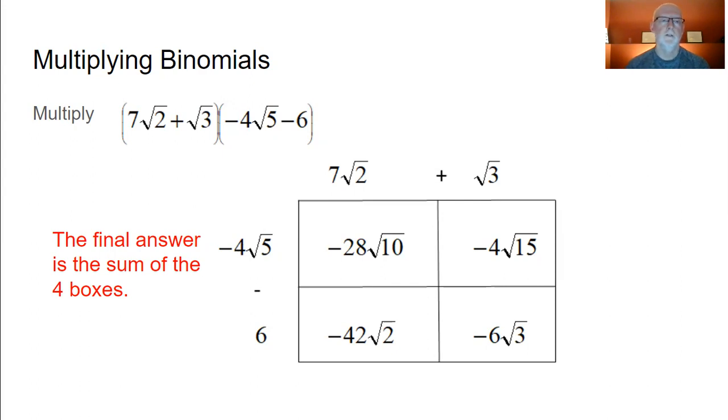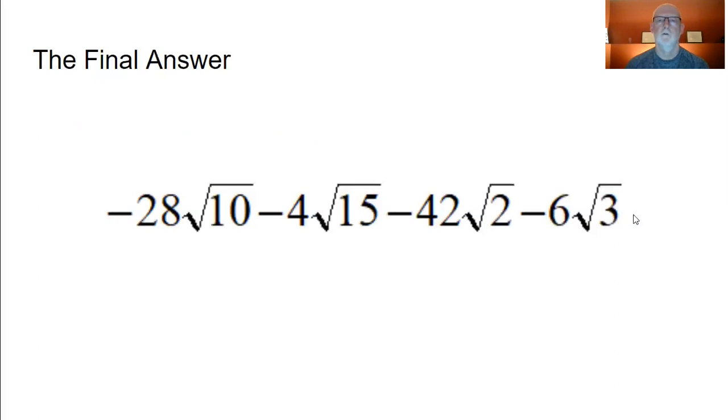So the final answer is the sum of the 4 boxes. We would have to add them. So again, having to know something about adding radicals. In a previous lesson, we talked about that. Remember, to add radicals, they need to be like. That means that the radicands have to be the same. So we're looking at 15, 3, 2, 10. They're not the same, and we can't simplify them to get them to be the same. Therefore, there's our final answer.